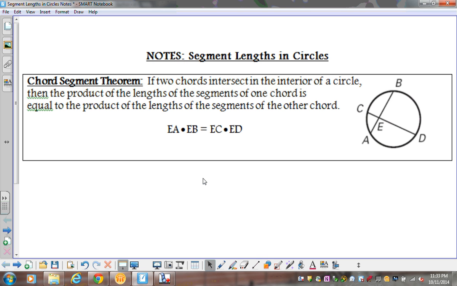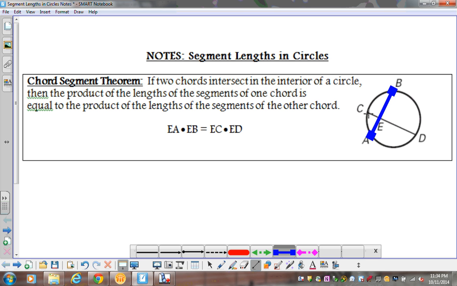All right, but we're kind of leaving the world of angles here, and we're going to talk about segments inside circles. We've got three different types that we're going to be looking at here. The first one is called the chord segment theorem. If you notice, guys, we've got two chords here: chord AB, and chord CD. Those are my two chords.